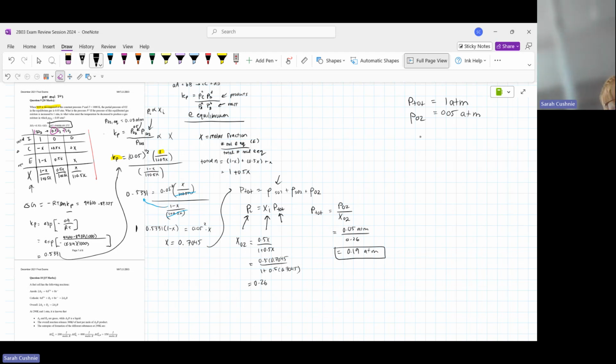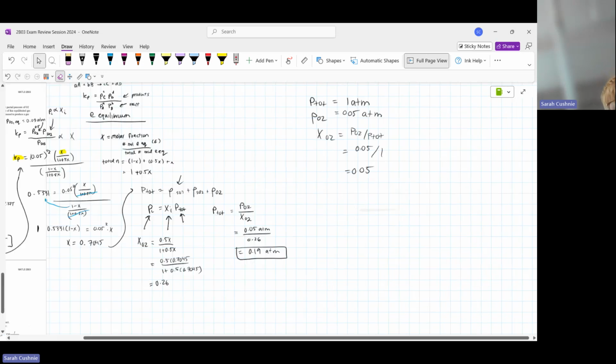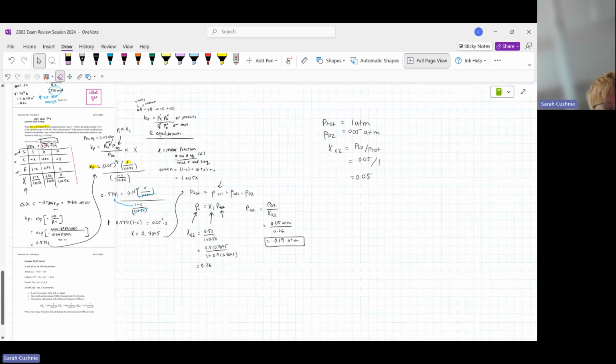So the first thing that I think of is, okay, we know that XO2 is equal to PO2 divided by P total. So we can do that first of all and calculate what our X value should be, which would be 0.05 divided by 1. So now we want our XO2 to be 0.05. So we're basically just going to do the exact same process and work backwards here.